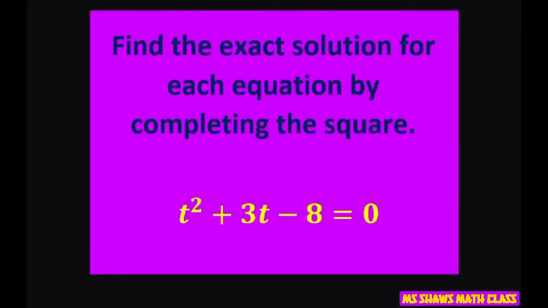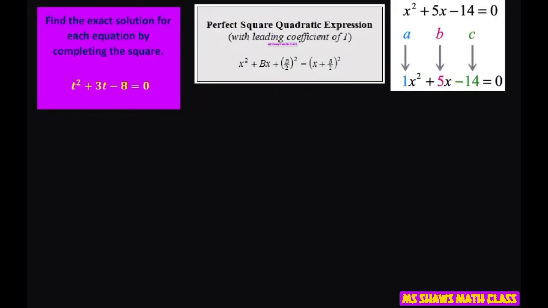Everyone, we're going to find the exact solution for this equation by completing the square. So it's already in standard form. If I look at this, my A is 1, my B is 3, and my C is -8. And what we're really looking at is this B part.